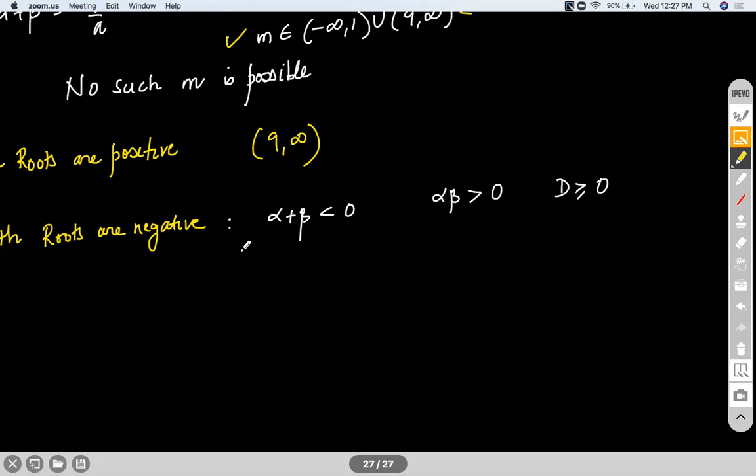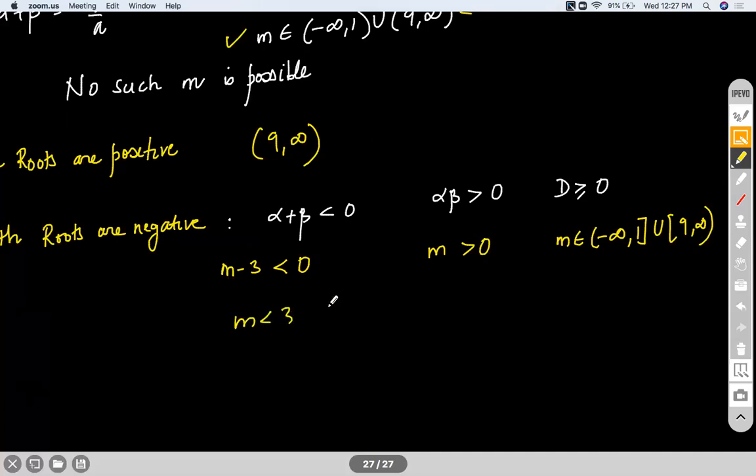So alpha plus beta is minus b by a, which is this, correct? This should be less than zero. Alpha beta is m. M should be greater than zero. This we have already solved. It's minus infinity to one union 9 to infinity. M should be less than 3. M should be greater than zero also. And M should belong to minus infinity to one union 9 to infinity also. So can I say overall, if you collect all these scenarios into one, M should lie between 0 and 1.